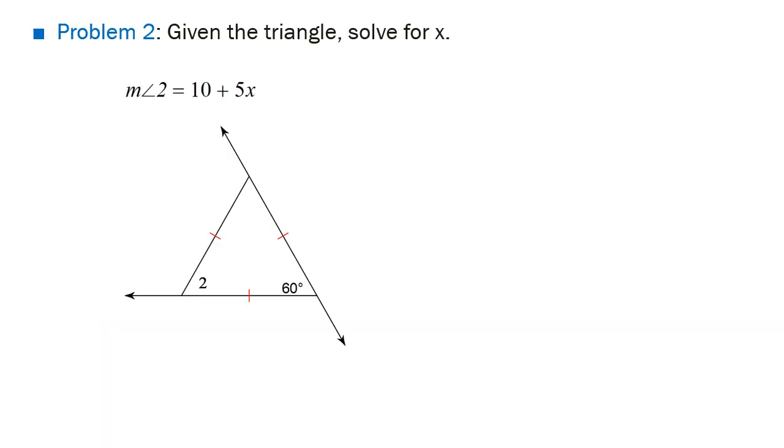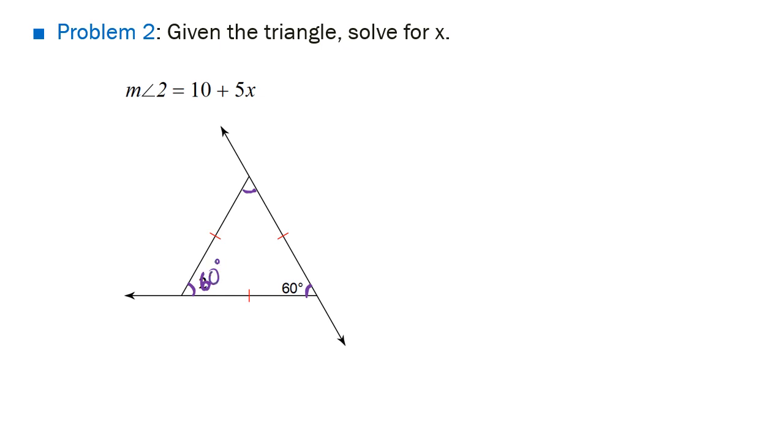All right, for this one, it says given a triangle, solve for x. By looking at the markings, we can see this is an equilateral triangle, which means all three sides are the same, and it's also equiangular, that all three angles are the same, which means angle 2 is actually 60 degrees.